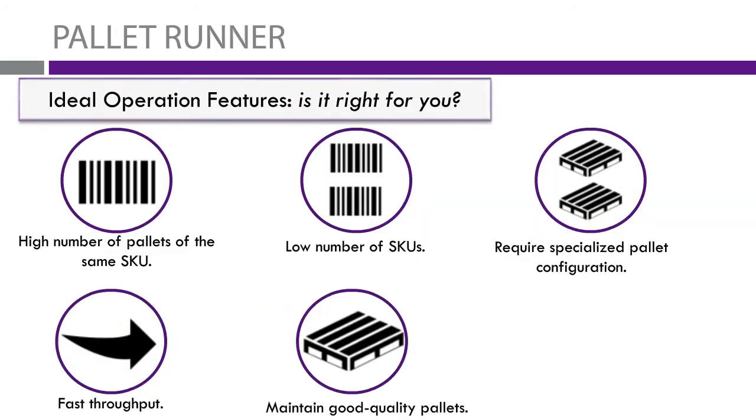Some ideal operations for the pallet runner system. The first is going to be if you have a high number of pallets of the same SKU. Obviously all the same lane product. You can't access the middle of the lanes, but you can store a lot of the same SKU at a very deep amount for high density.